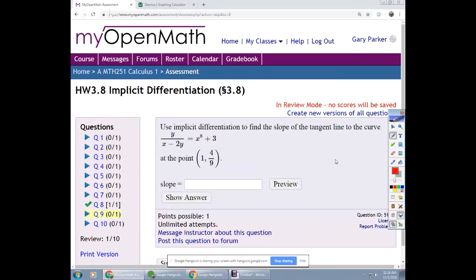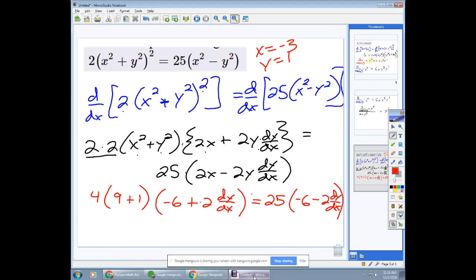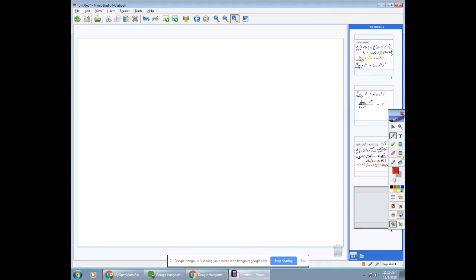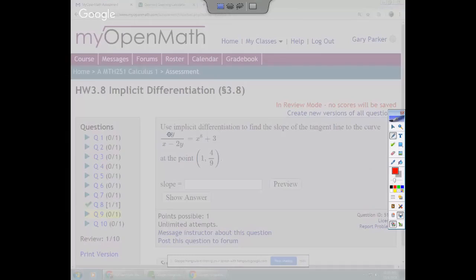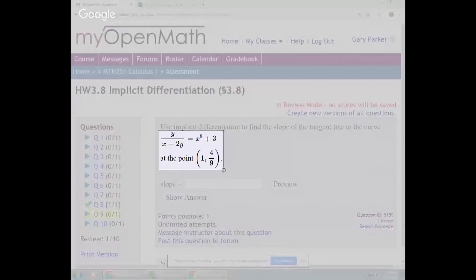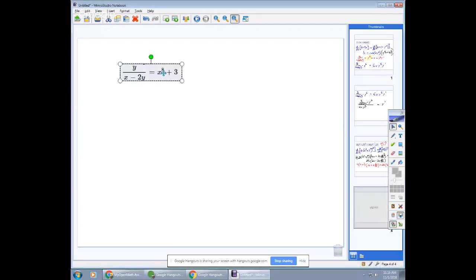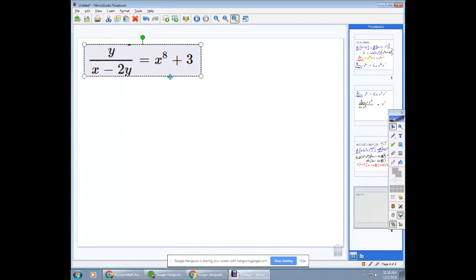Number 9, yes, we'll do pretty much the same idea on this one. We'll get an initial derivative. We won't worry about cleaning it up or solving for dy dx, and we'll just plug in the values there. So let me get a new page here. Screenshot the necessary information. Actually, we'll just do it one at a time. So the point is 1, 4/9. So I'm just going to make a note up here: x equals 1, y equals 4/9 once we get a derivative.